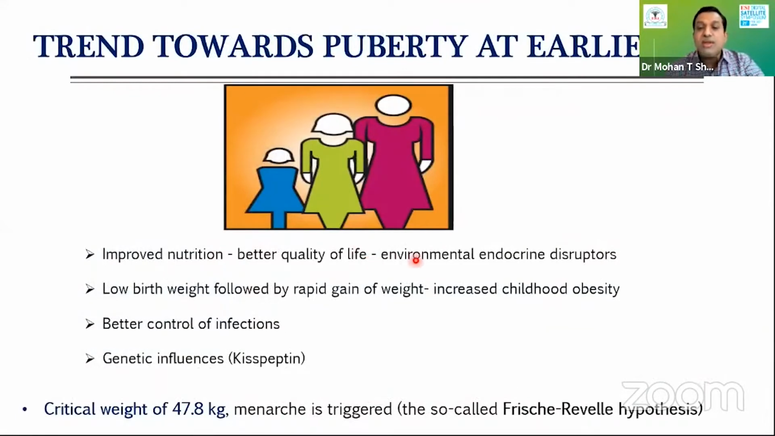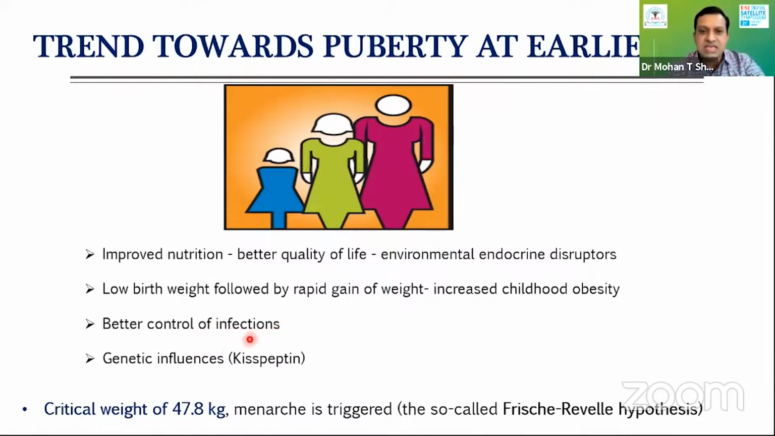There is also a role for environmental endocrine disruptors. And there is the paradox of the Barker hypothesis, in which low birth weight followed by rapid weight gain also leads to increased childhood obesity. Another point is that infections get controlled better. Not talking about antibiotics, but generally the hygiene is improving.